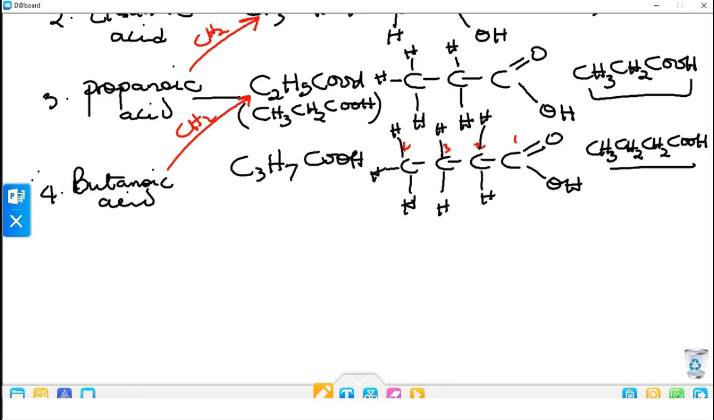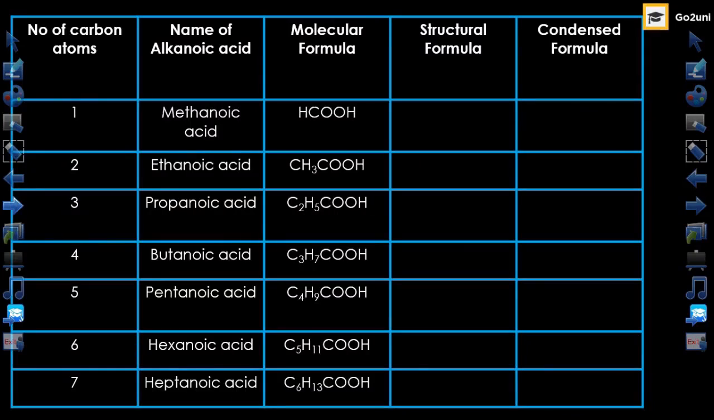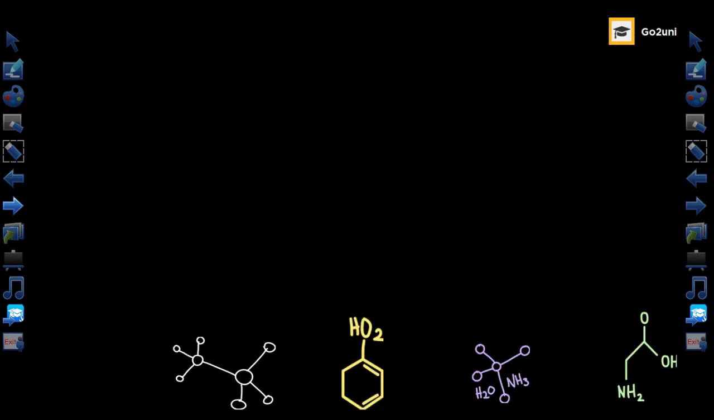Having seen that, I would like you students to go ahead and put yourself to the test by writing down the structural and condensed formula for pentanoic acid, hexanoic acid, and heptanoic acid. And I believe you will be able to do justice to that. So let us proceed to the next homologous series.